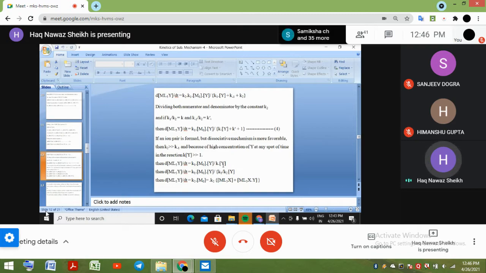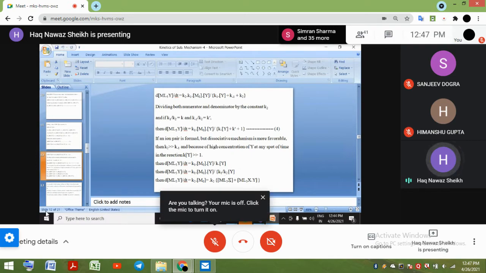This can be written as K1 by K2, because it was originally K1 by K2 into Y. So this K dash can be neglected. K1 can be neglected in that situation. Then K1 and K1 go and it becomes K2 M0, because Y and Y also go. So that becomes K2 M0. What is M0? It is the ML5, the free complex plus the ion pair.